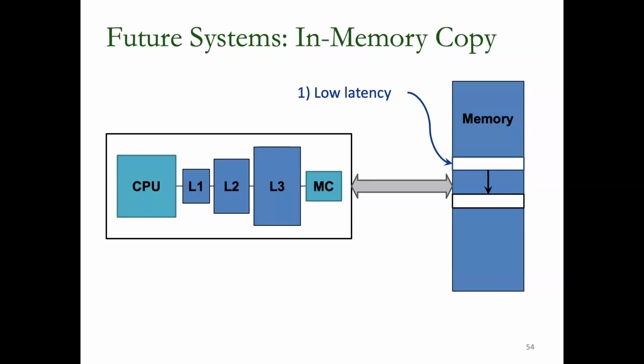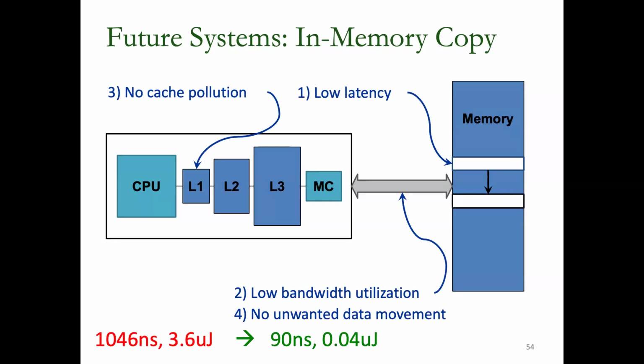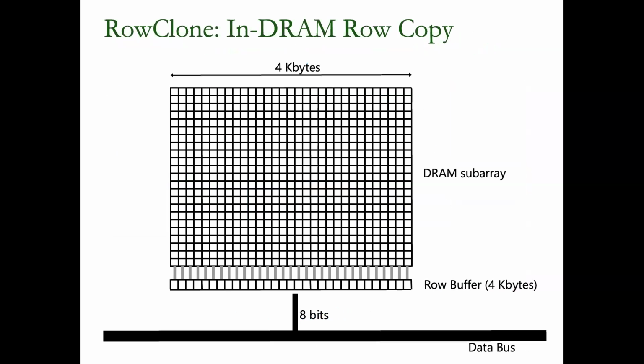So the benefits are: this is low latency. This is low bandwidth. You don't waste bandwidth on the memory bus. No cache pollution, and no unwanted data movement. So the mechanism that I'm going to describe will take that 4 kilobyte copy from 1,000 nanoseconds to 90 nanoseconds and 3.6 microjoules to 0.04 microjoules. Now, you can optimize this further also. And the idea is to do this in DRAM. This is the best case of the mechanism, of course. But I'm not going to talk about the general case, which you can think about or read the papers.